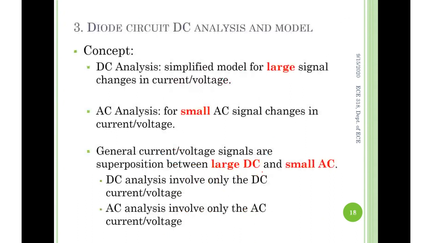And next, we need to learn the DC and AC analysis. Here, if you recall, hold on one second, let me bring it up here.